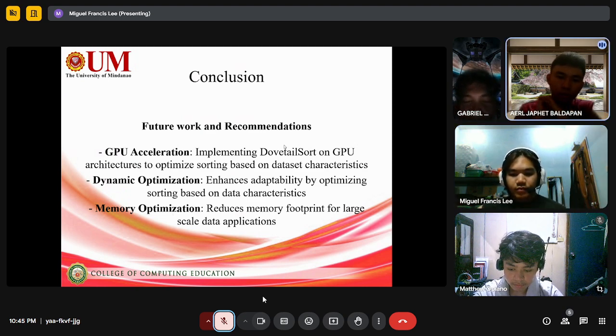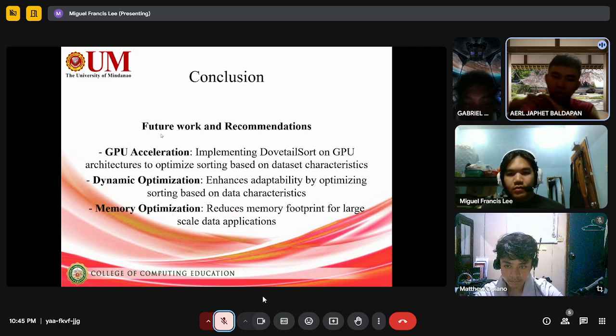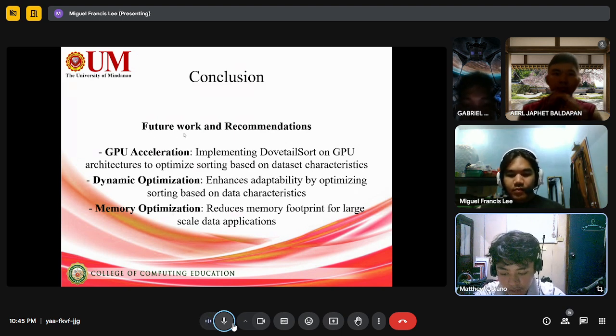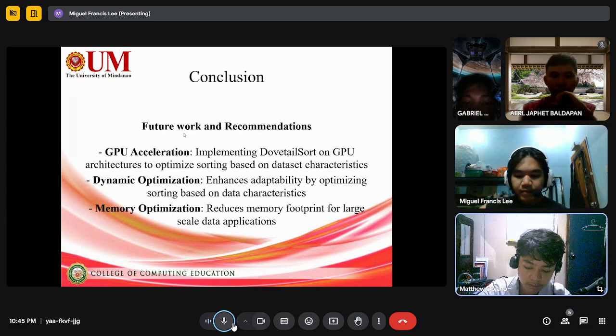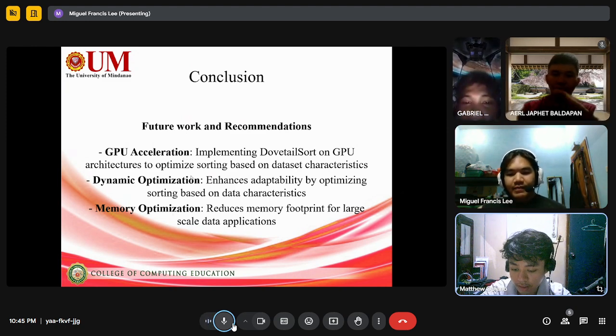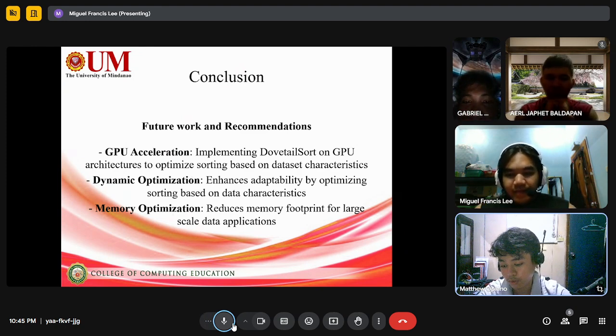To summarize, dovetail sort significantly enhances sorting performance for duplicate-heavy datasets while maintaining stability compared to radix sort, sample sort, and PLIS. It showed much faster execution times and better resource utilization. So for future work and recommendation, for future improvements, we recommend implementing dovetail sort on GPU architectures to increase speed, further adding dynamic optimization for different data characteristics and exploring memory optimization for better scalability in large-scale systems.